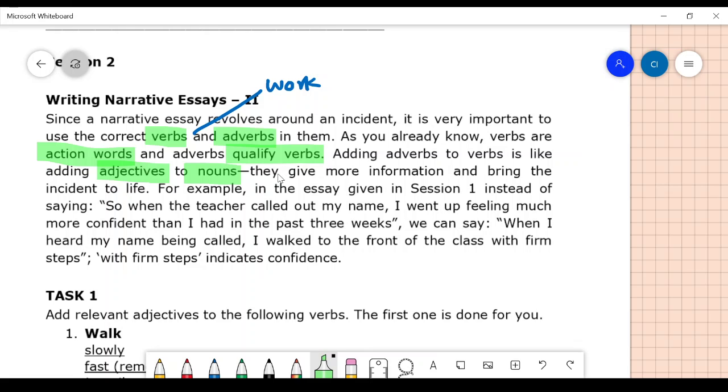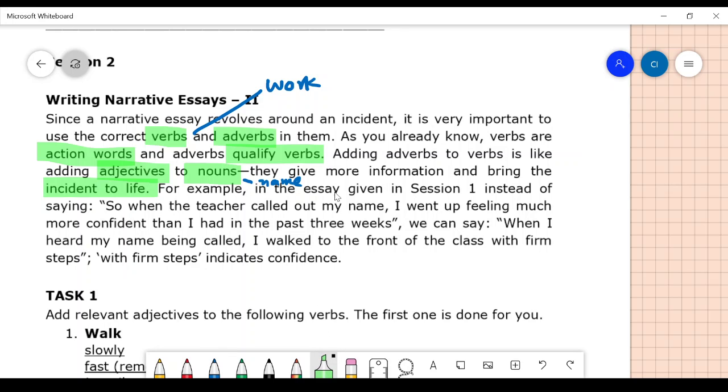Anyway, if you are very confused with that, you can just skip it, because unless you read, you'll not get an idea of how a correct sentence should be written, and how wrong sentences should be avoided. They give more information and bring the incident to life. What is it? The nouns. Nouns are usually the names. Just as verbs are work, remember nouns as names.